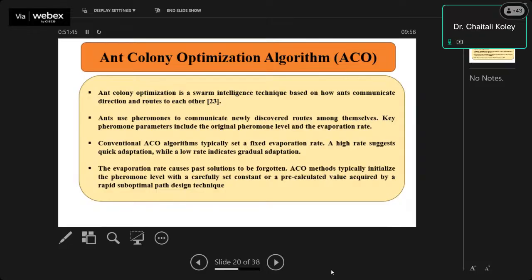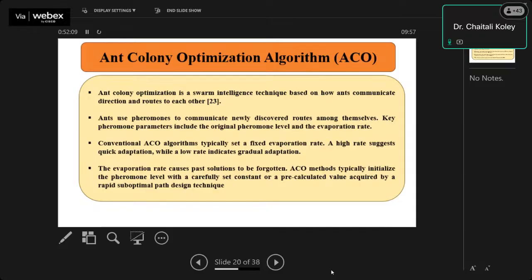Then step four: as we know that ants also communicate with each other, more ants will return via the shorter path. So automatically the pheromones will be higher on the shorter path. This is the basic concept of the ant colony optimization technique.